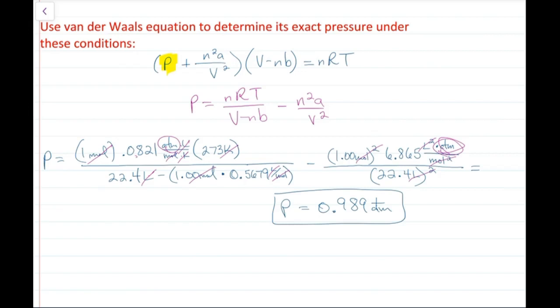And that represents a little bit of a difference from my initial answer. My initial answer was under ideal conditions, we would have 1.00 atmospheres. So you can see that the real gas is off by about 1.1%.